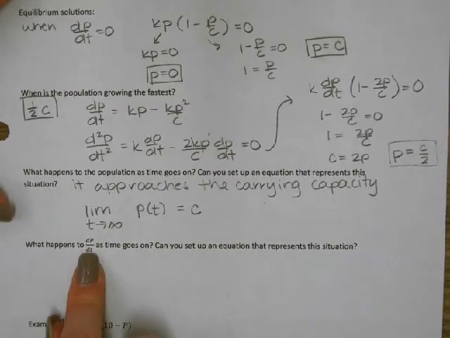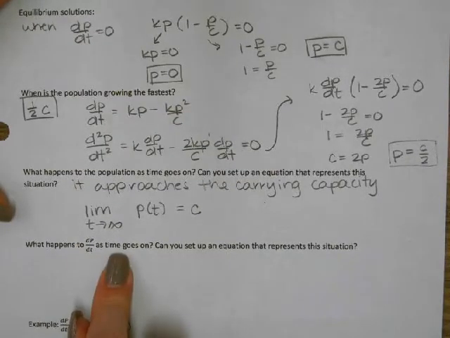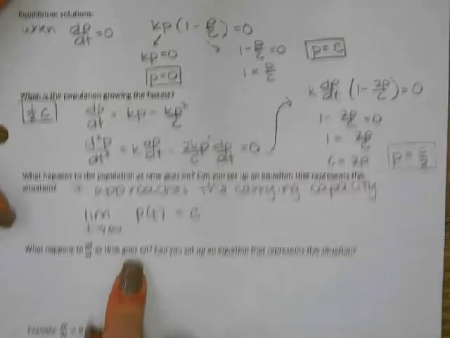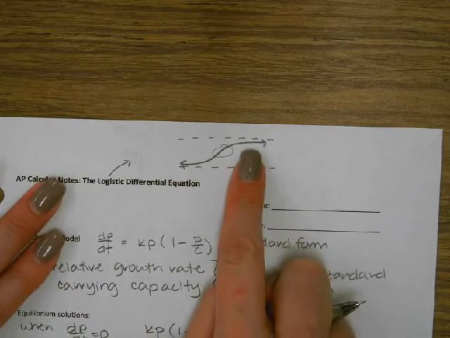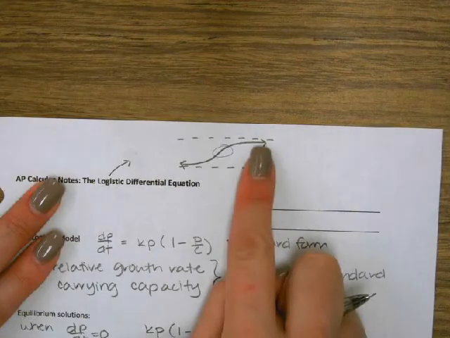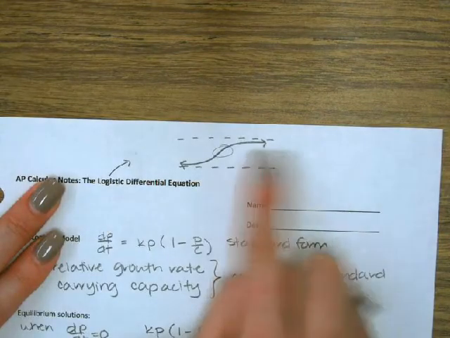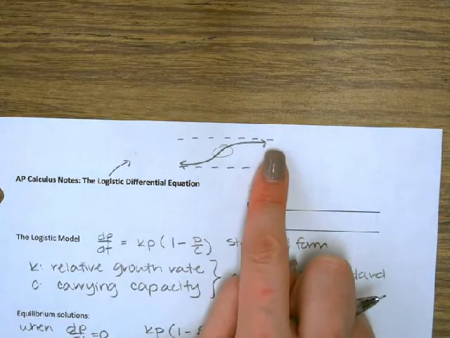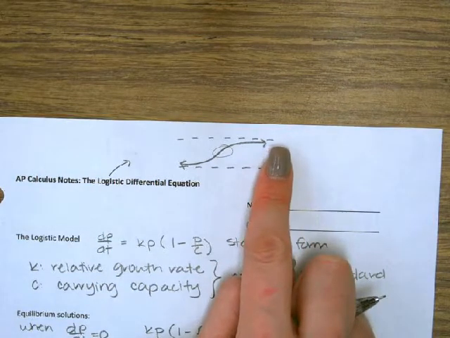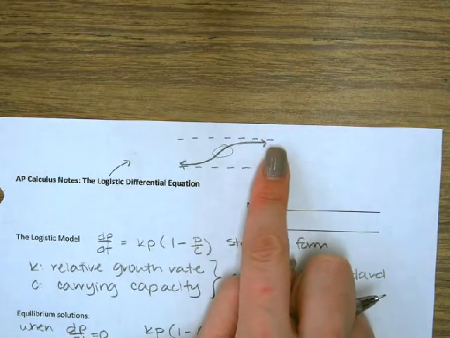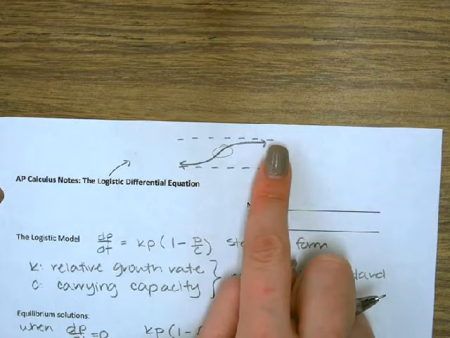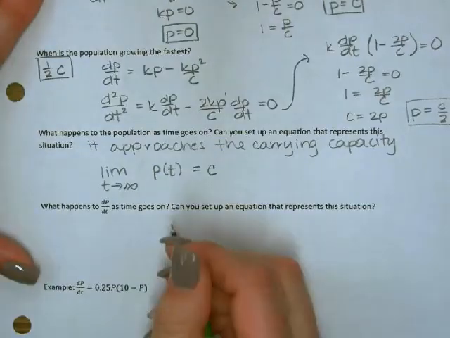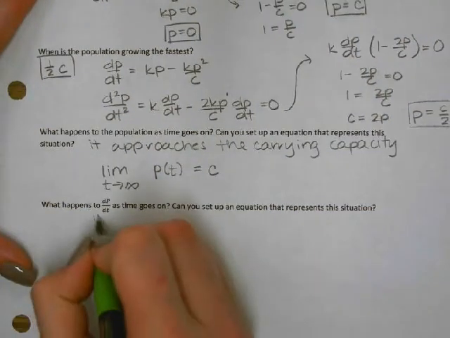What happens to the rate of change as time goes on? As you get closer and closer to that carrying capacity, this population flattens out to a horizontal line, right? You're approaching a horizontal asymptote. So as you get closer to that carrying capacity, your rate of change is going to get closer and closer to 0. Once you hit the carrying capacity, you're at an equilibrium solution, and your population is not going to change much anymore. So we're going to say it approaches 0.